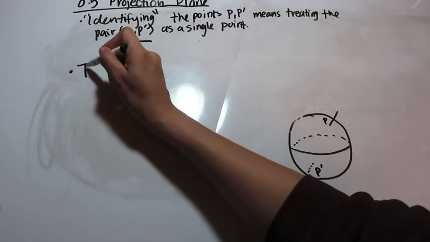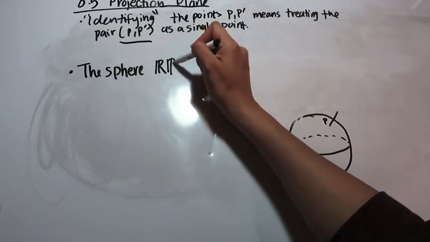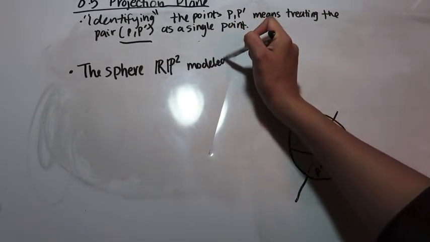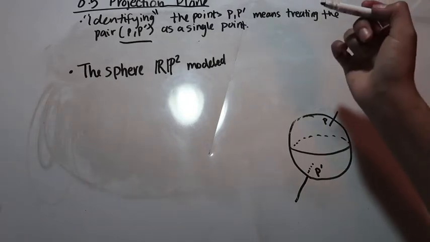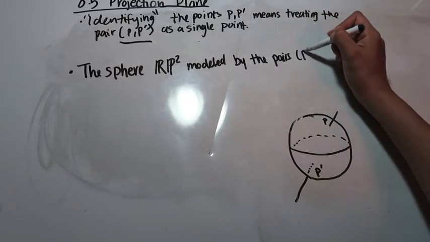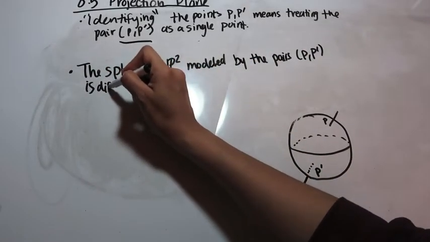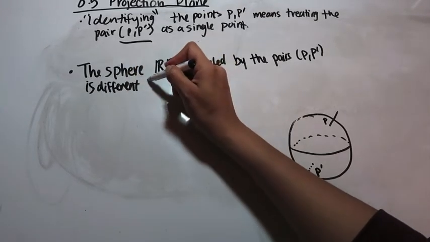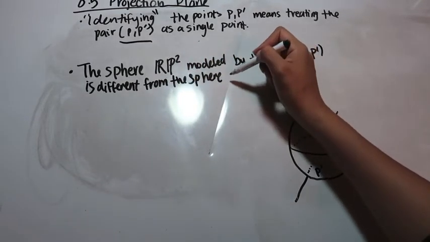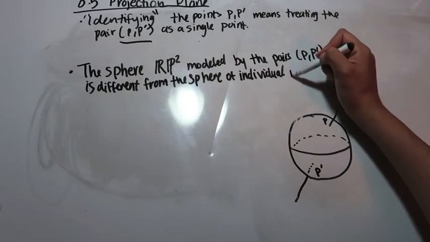So we have here that the sphere RP2 modeled by the pairs P prime is different from the sphere of individual points P.